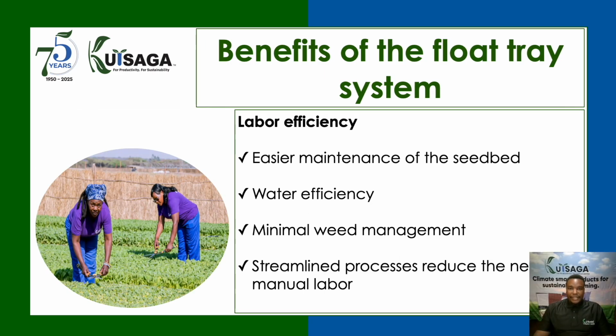In terms of labor, the system is highly efficient, and it's easier to maintain your seedlings in a float tray system. When it comes to water, you're looking at minimum water usage. You're doing a lot less weeding, and you're looking at streamlined processes that reduce costs to do with the use of manual labor. So basically, we're minimizing weeding, watering efficiently, streamlining processes, using less manual labor, and you're able to lower your costs.